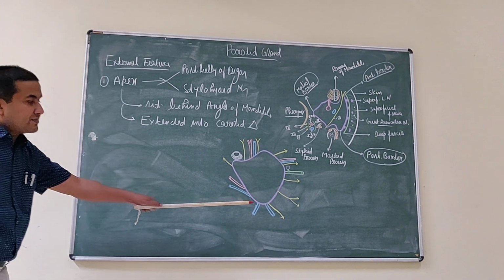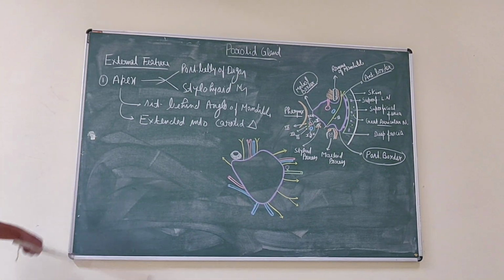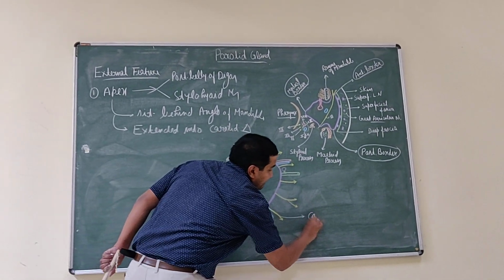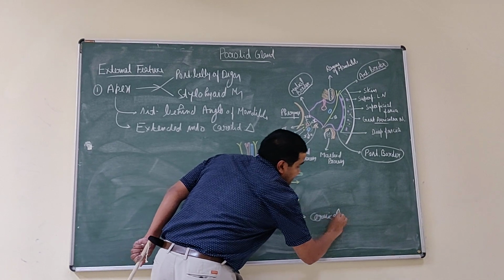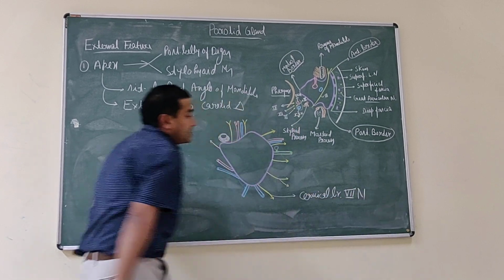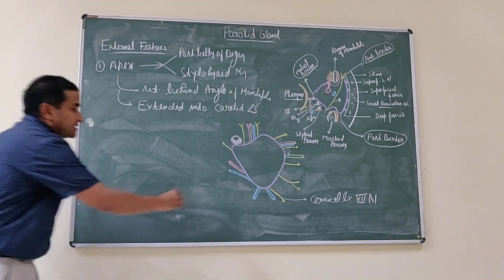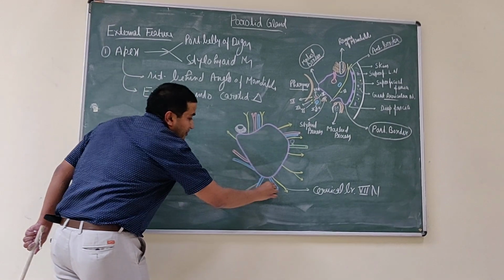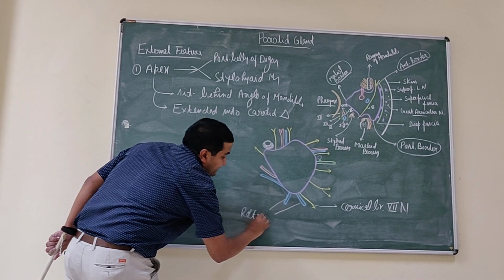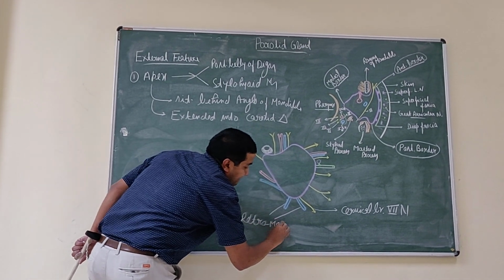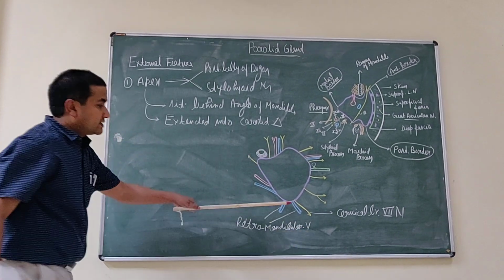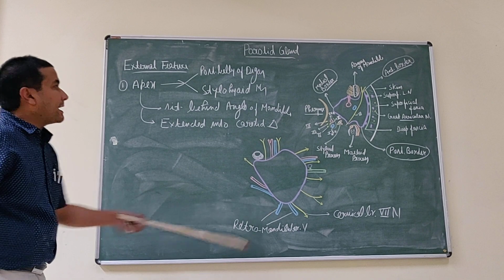Now the structures emerging from this apex. From this apex we see a branch of the facial nerve, that is the cervical branch of the seventh cranial nerve. And the two divisions of the retromandibular vein, that is the anterior and the posterior division. These three structures emerge from the apex.